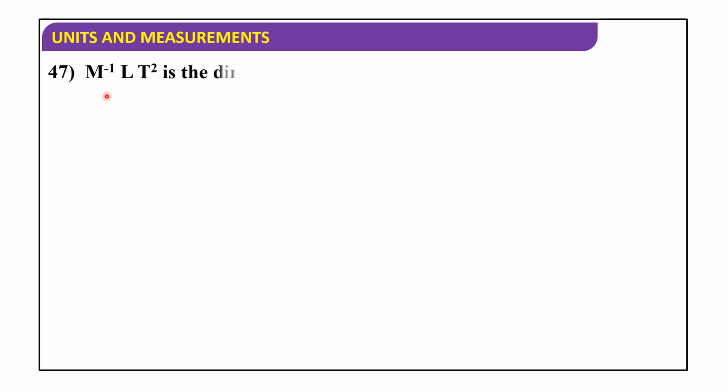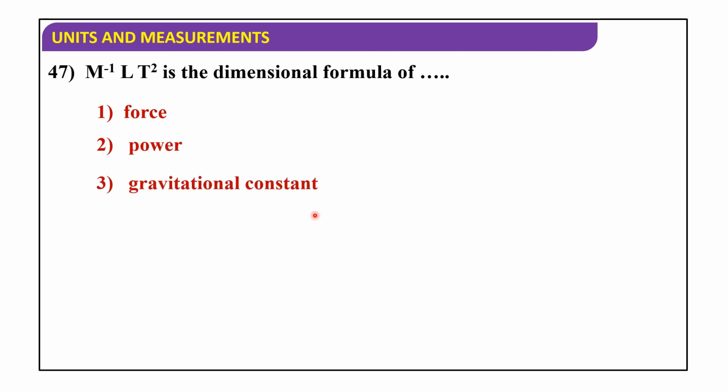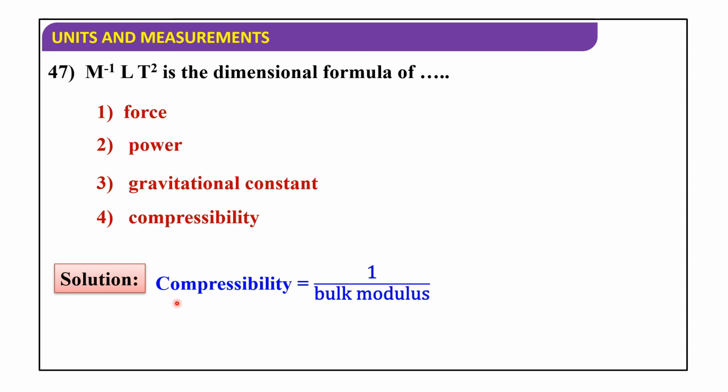Next, M to the power of minus 1 L T square is the dimensional formula of: force, power, gravitational constant, or compressibility. It is the dimensional formula of compressibility. Compressibility is equal to 1 by bulk modulus. Bulk modulus is equal to M L to the power of minus 1 T to the power of minus 2. So the compressibility dimensional formula is M to the power of minus 1 L T square. So the fourth option is correct.